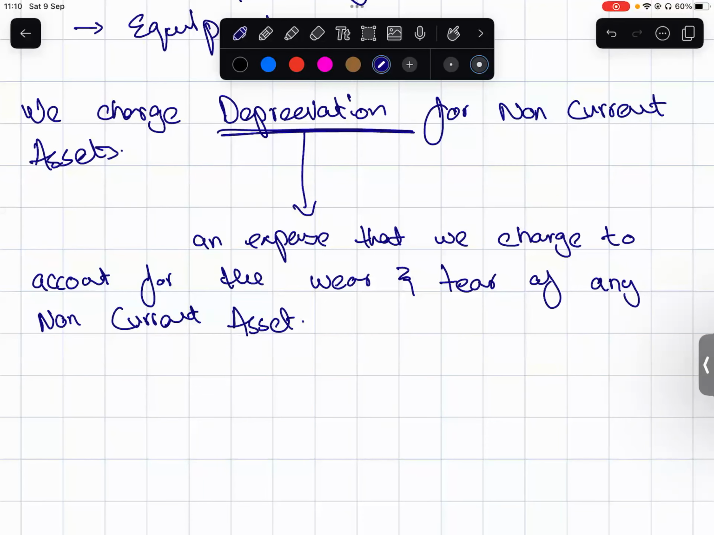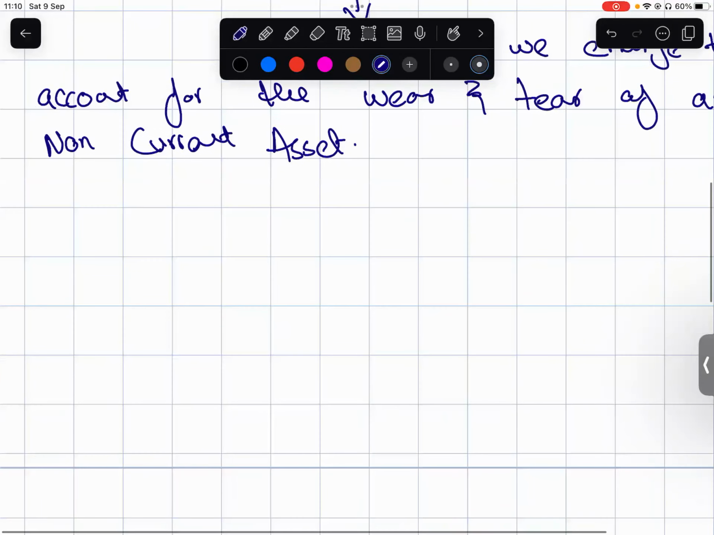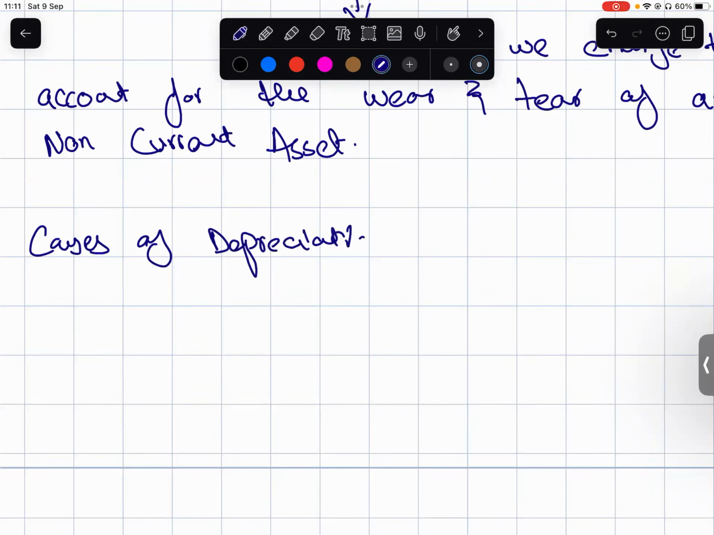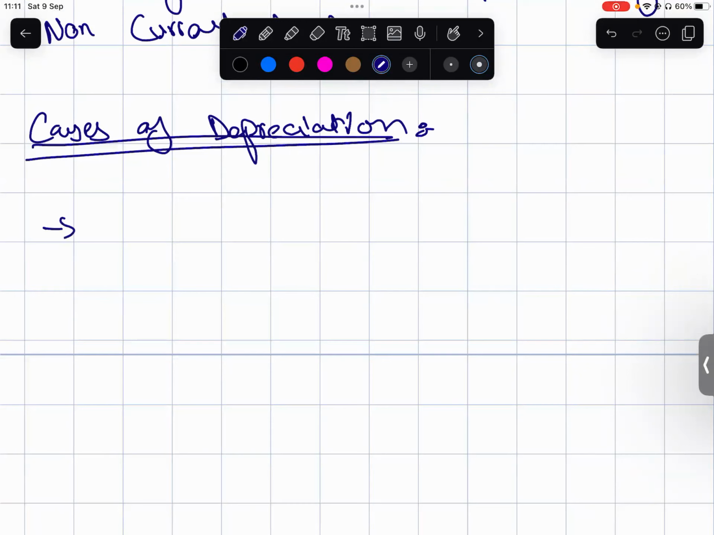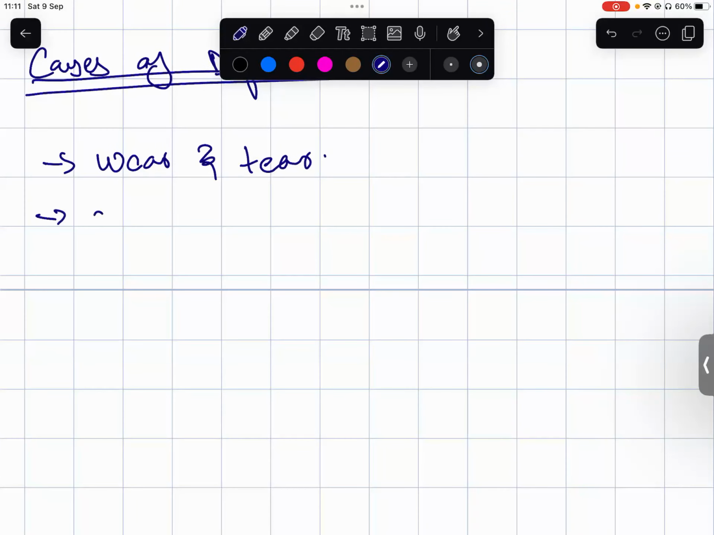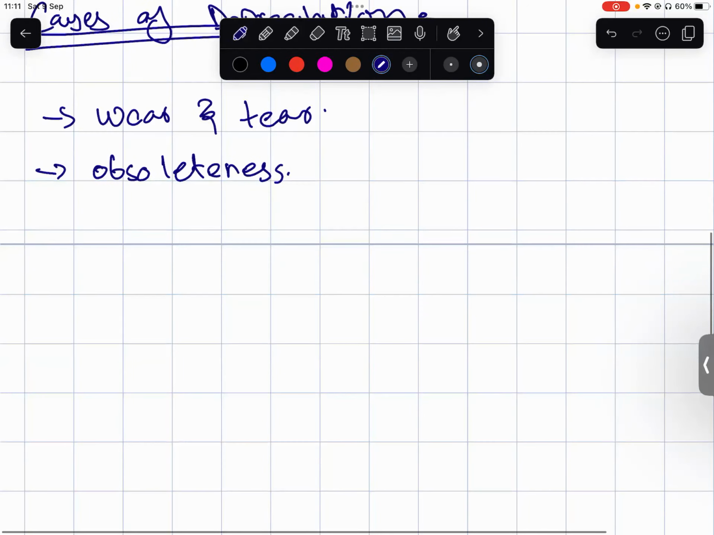Okay. So there are certain causes of depreciation. Like we discussed, there can be wear and tear, there can be obsoleteness. When it comes to land, in fact, we don't actually have to do that. And there can also be, of course, when we talk about buildings, yeah, that will come under wear and tear.